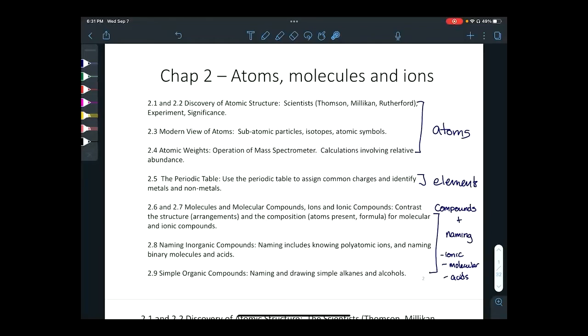People always ask me, Dr. N, do I need to memorize the history? Of course, I wouldn't be teaching this if it wasn't a learning objective on the exam. So yes, you do need to know these experiments. But hopefully the conclusions we get from them are the most important thing here. Then we'll look at the details of the elements on the periodic table, and then we'll go into naming.